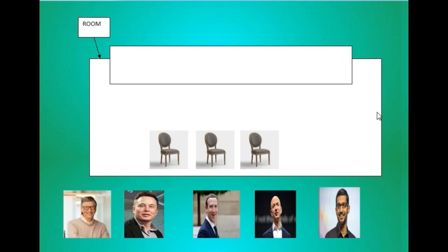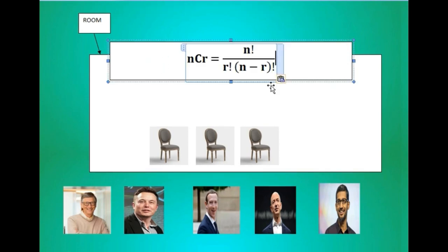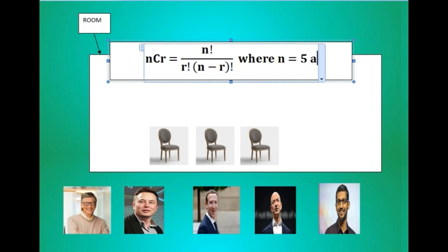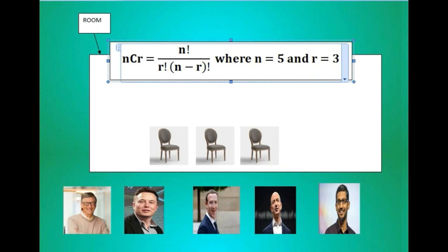Okay, so it means I have to select 3 out of these 5 guests. Now wherever the word select comes, it means I have to use the combination. That means I have to use NCR. This is the combination because I am selecting 3 out of 5 guests. Where in this case N is equal to 5 and R equal to 3 because I have to select 3 out of 5 guests.